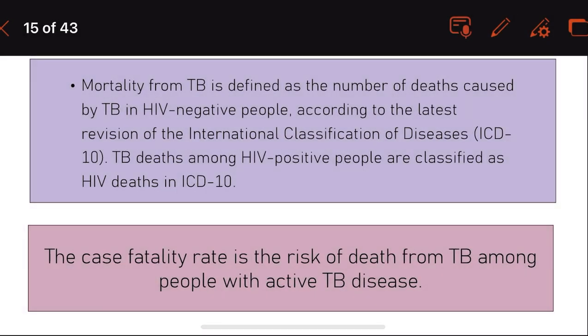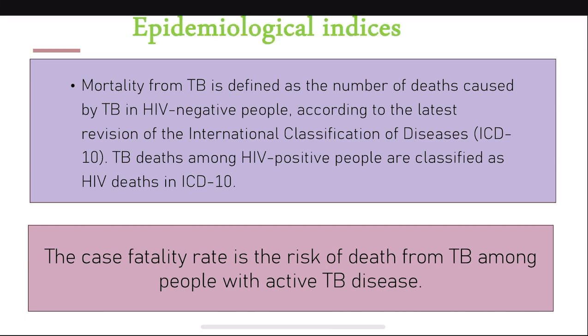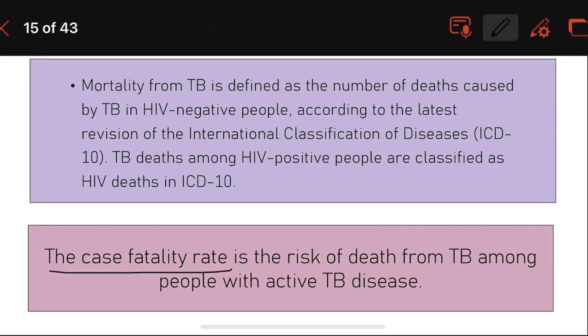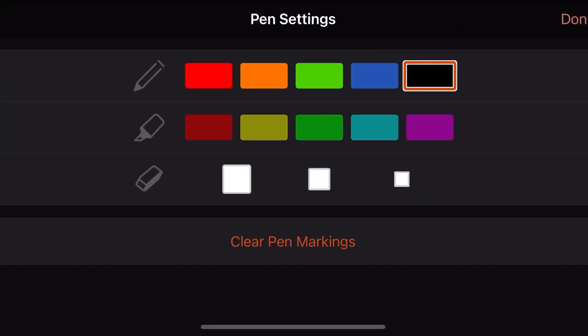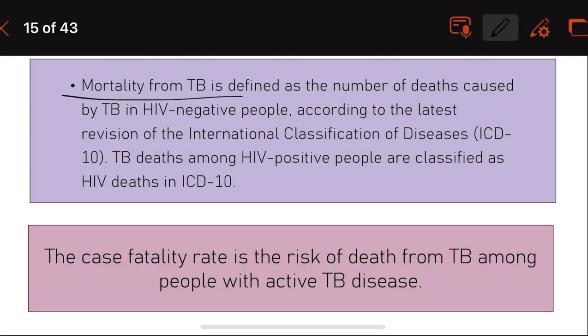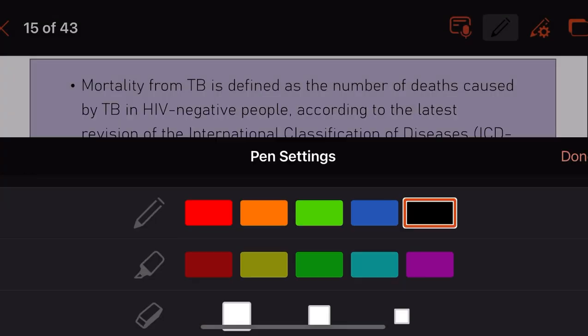The case fatality rate is the risk of death from TB among the people with active TB disease. So what is case fatality rate? The case fatality rate is the risk of death from TB among the people with active TB disease. The deaths occurring among the people who have active TB disease is the case fatality rate. Okay, that is the mortality. And this is case fatality: active TB cases and the death has occurred.